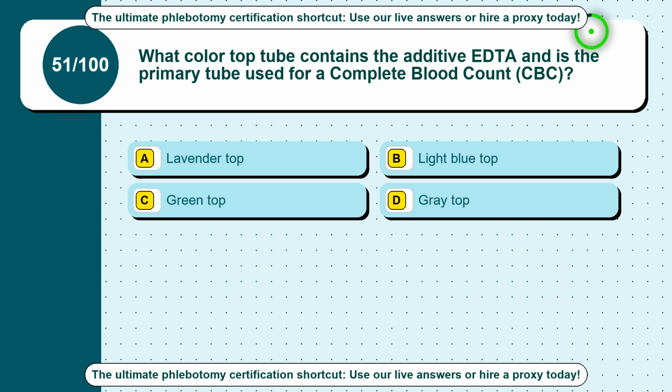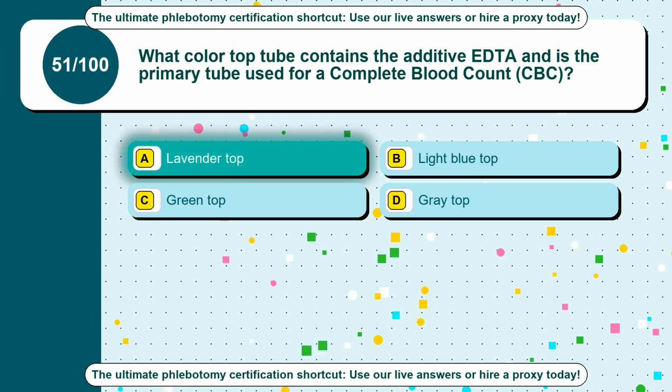Question 51. What color top tube contains the additive EDTA and is the primary tube used for a complete blood count, CBC? Option A, lavender top. Option B, light blue top. Option C, green top. Option D, gray top.